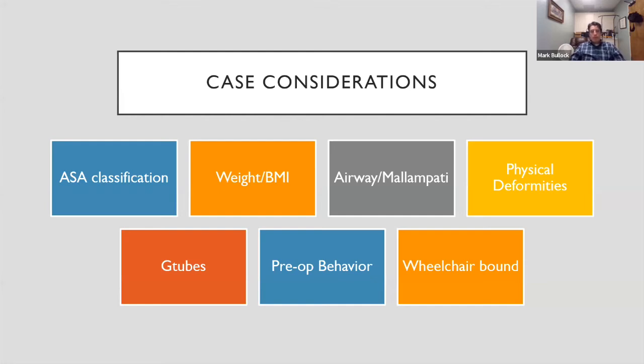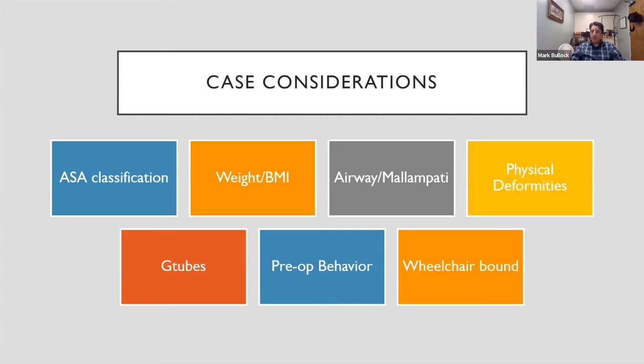Again, coming back to case considerations, here's what I learned to ask myself, and I take these into consideration. I love the ASA classification. I really started using it here a whole lot more than I used it in private practice, especially in the military. Everybody's ASA 2. You can't be in the military, with rare exceptions, and be an ASA 3.